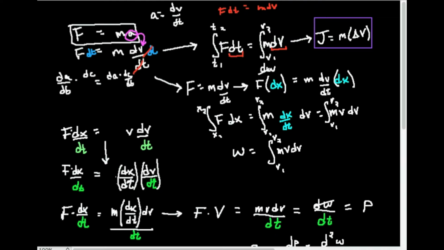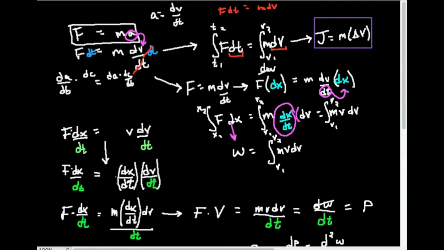So what I'm going to do is take this dt right here that's in the denominator, and move it under the dx. Essentially what I have here, I'm going to put in integral form now. The integral of F dx from x1 to x2, that's just the work, is equal to the integral from v1 to v2 of m dx/dt dv. Why did I do that? Well, I put dt under dx.